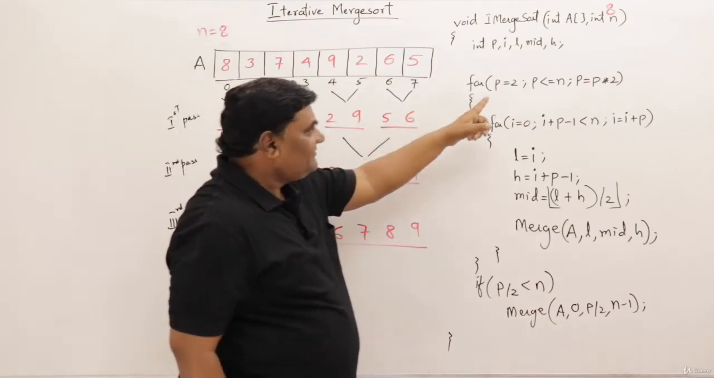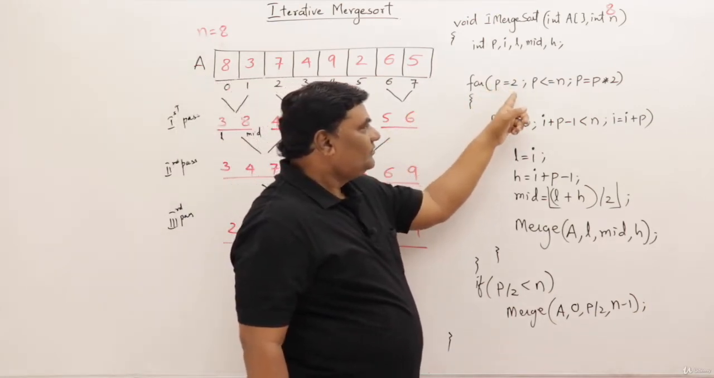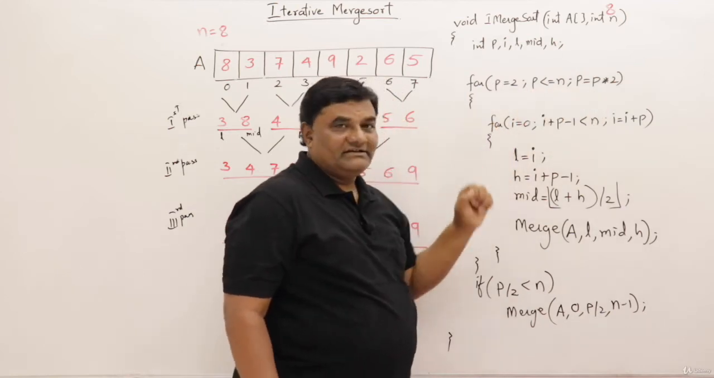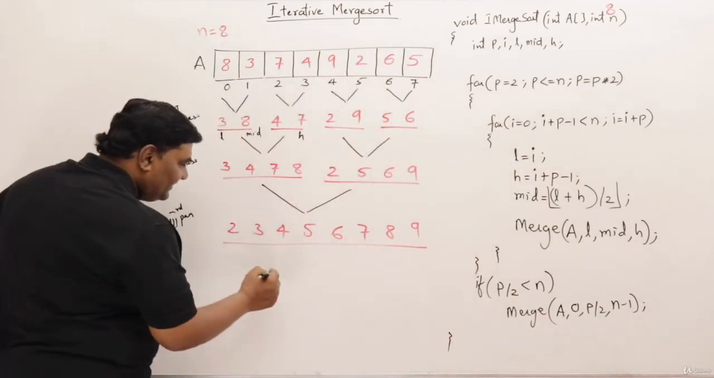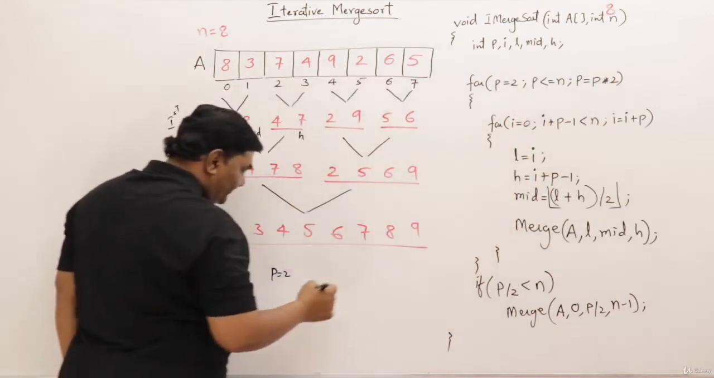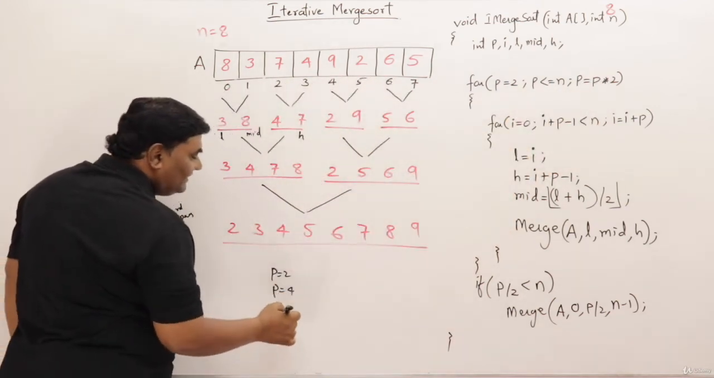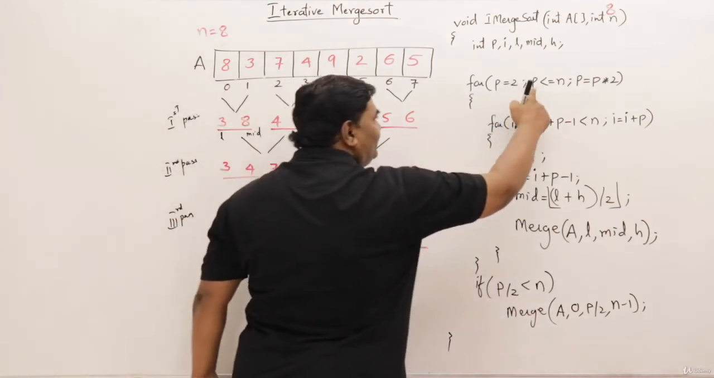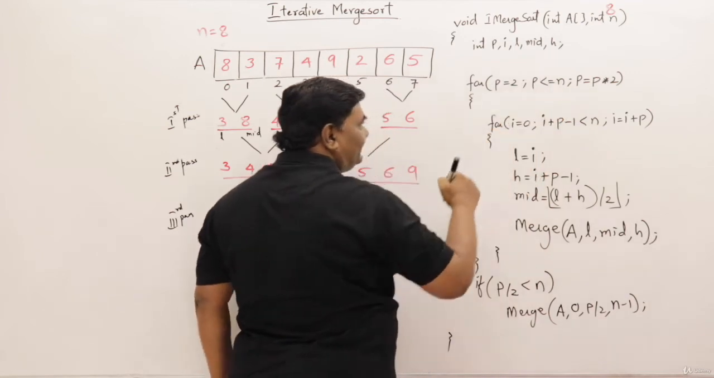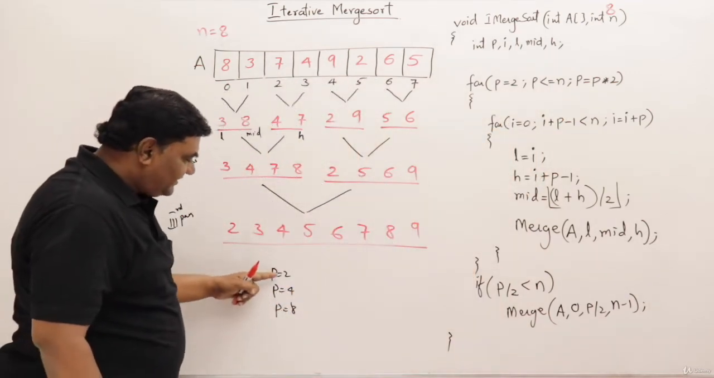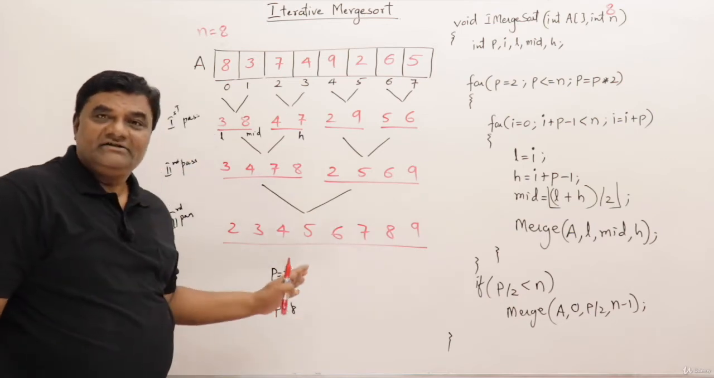So here I have taken p assigned 2, and p is getting multiplied by 2 and reaches up to n. So if I write the p values, first time p will be 2, then p is multiplied by 2, so next time p becomes 4, then again multiplied by 2, so p becomes 8, and it will continue as long as it is less than or equal to n. So now it is equal to n, so it will continue. So total 3 passes it will perform. p will take 3 values.